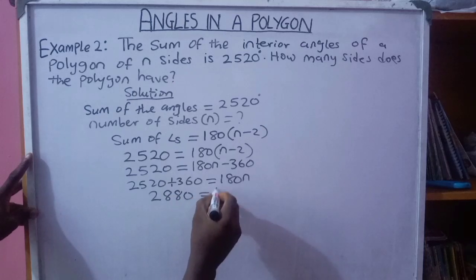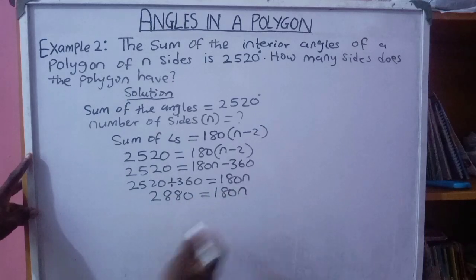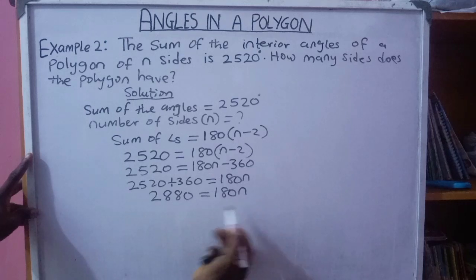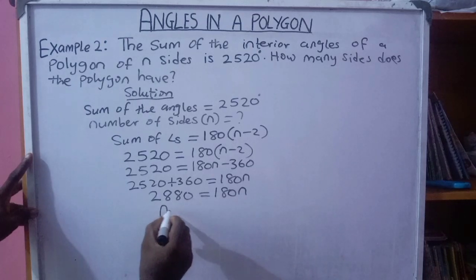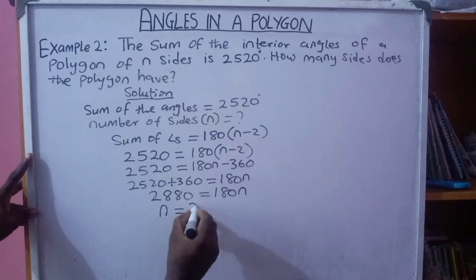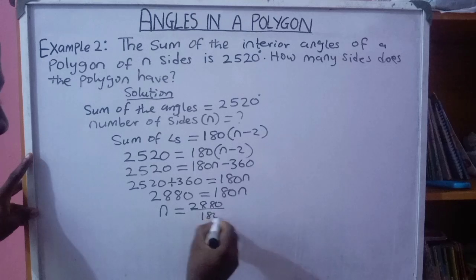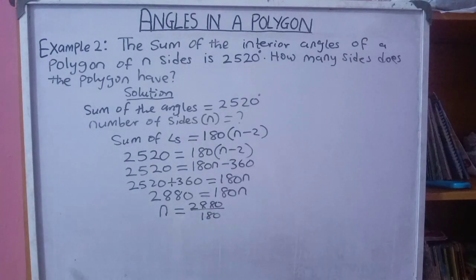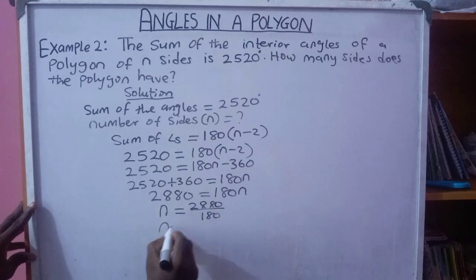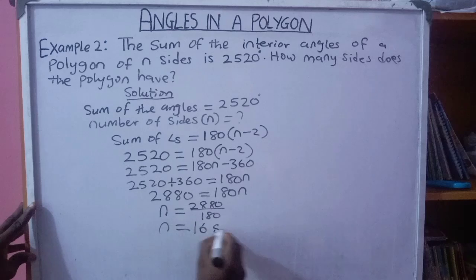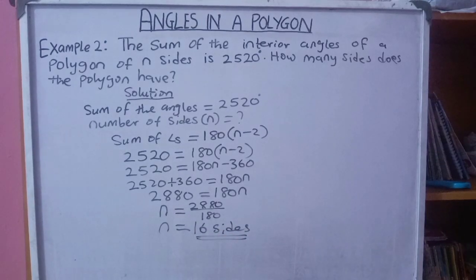2,880 equal to 180n. So we have to divide both sides by the coefficient of n. Dividing both sides by the coefficient of n, n is equal to 2,880 divided by 180. That is n, which is the number of sides, equal to 2,880 divided by 180. What will be the solution to the question? The value of n will be equal to 16. So the answer to the question is 16 sides. That is the solution to question number 2.